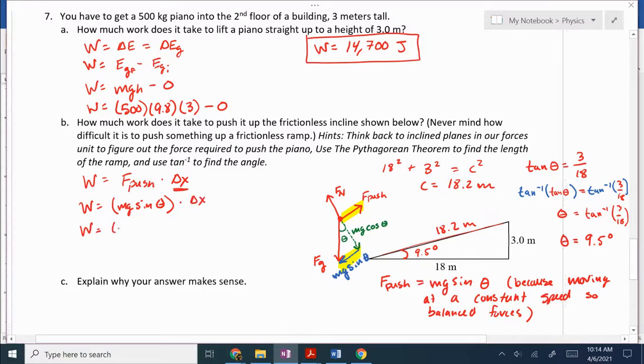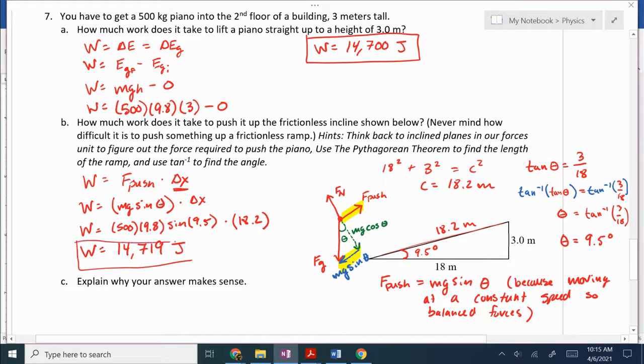So plug in all the numbers. The mass is 500 kilograms, 9.8, sine of 9.5 degrees, times 18.2 meters. Now to multiply all that together: 500 times 9.8 times the sine of 9.5 times 18.2. We get that the amount of work done is 14,719 joules.